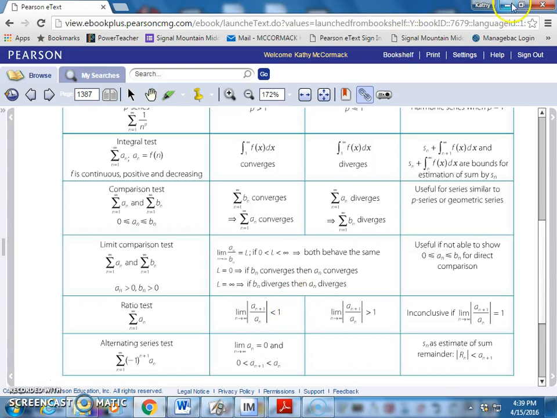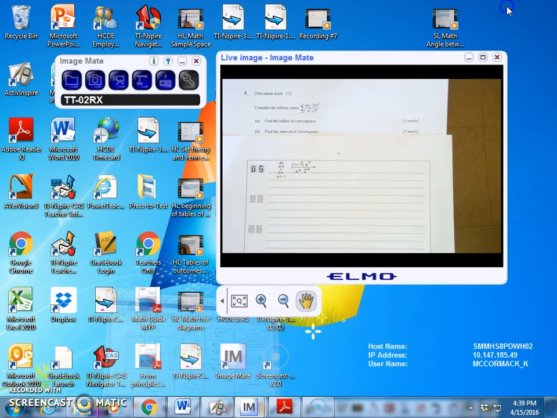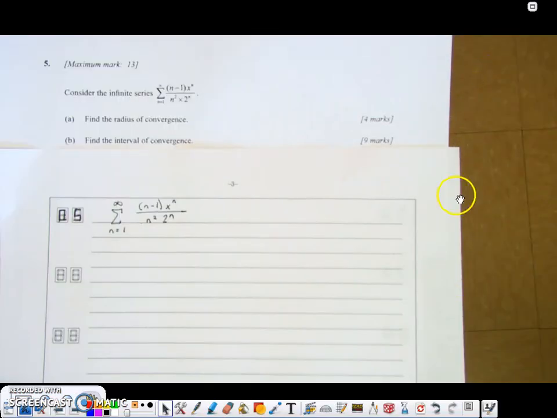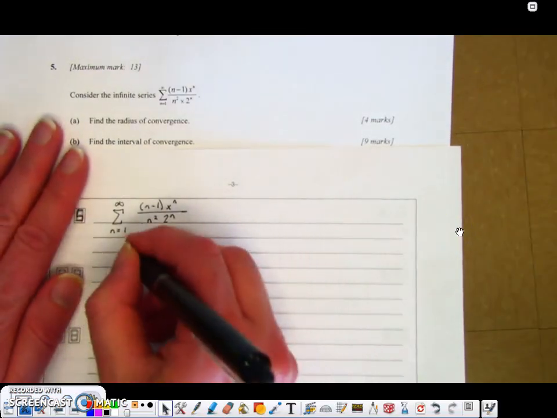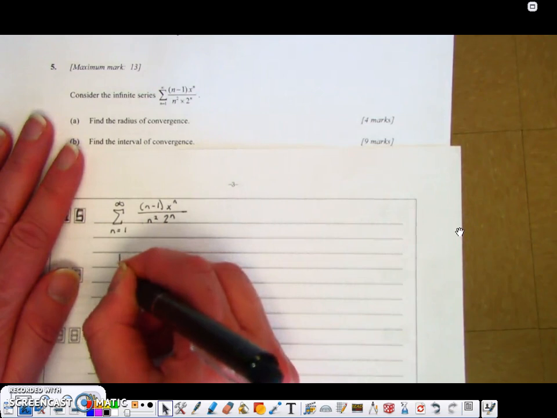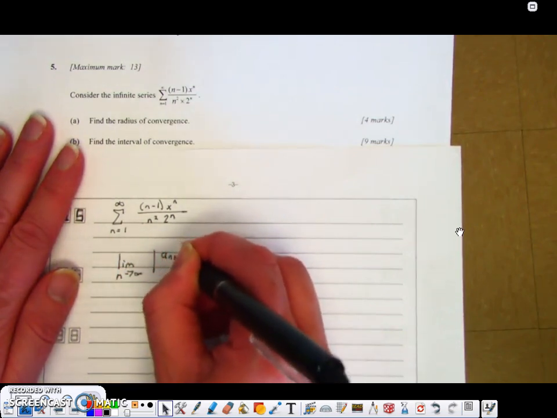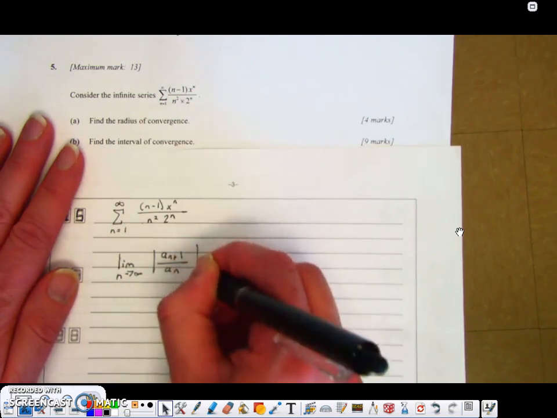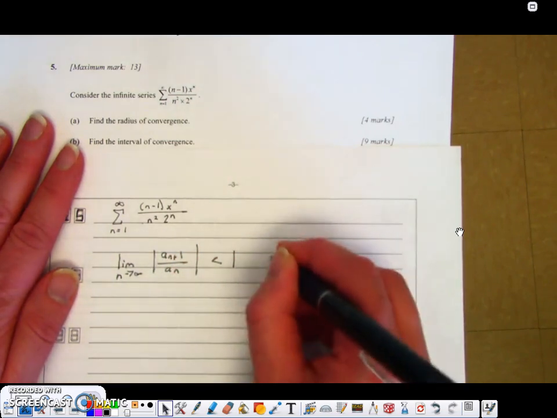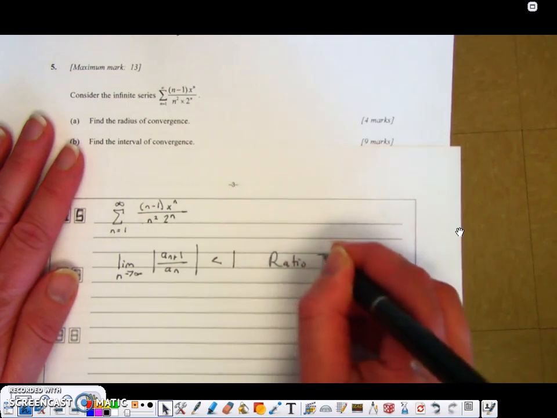Okay, so let's start with that test. We're going to take the limit as n approaches infinity of the absolute value of a sub n plus 1 over a sub n. We want to find out where that's less than 1. That's your ratio test.